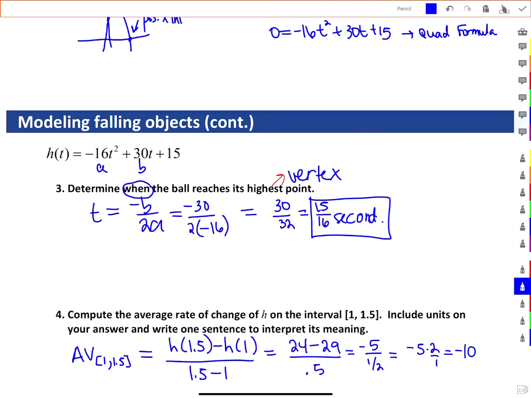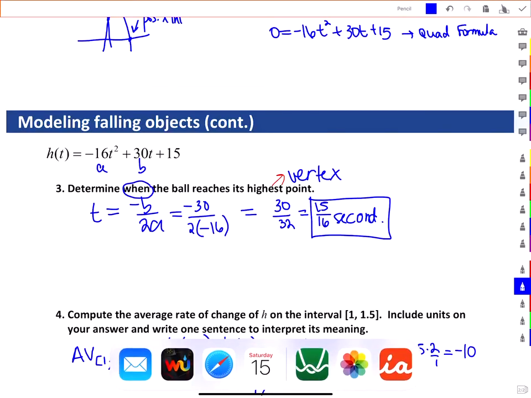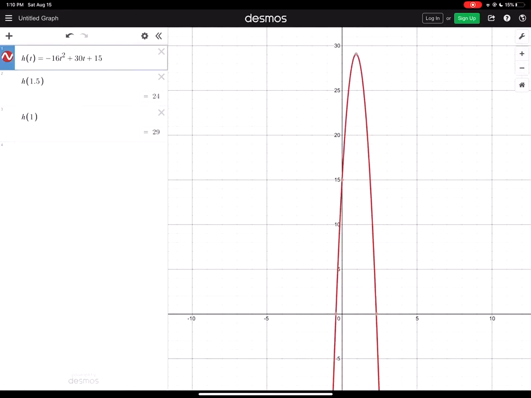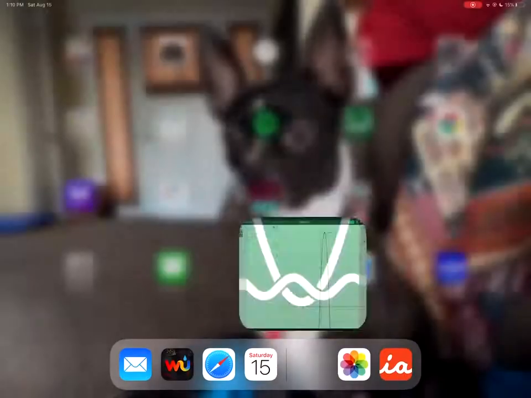Does a negative make sense here? Well, if we think about the graph, let me pop back over here to Desmos. We said our vertex was here, so 0.9. So yeah, it does make sense, because 1 is going to be somewhere in here maybe, and 1.5 is maybe somewhere in here-ish. A negative value certainly makes sense because, as we talked about before, a negative average rate of change means that your function is decreasing.